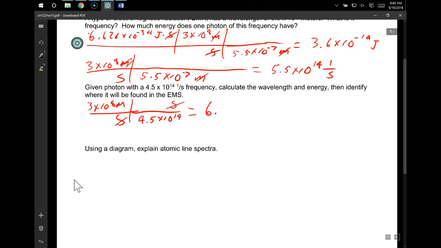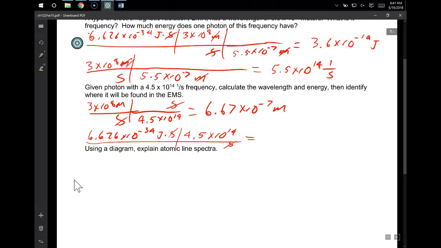So this is 6.67 times 10 to the negative 7th meters. And for my energy, I've got 6.626 times 10 to the negative 34th joules times seconds. And then I'm just going to multiply it by 4.5 times 10 to the 14th divided by seconds. Seconds cancel out.